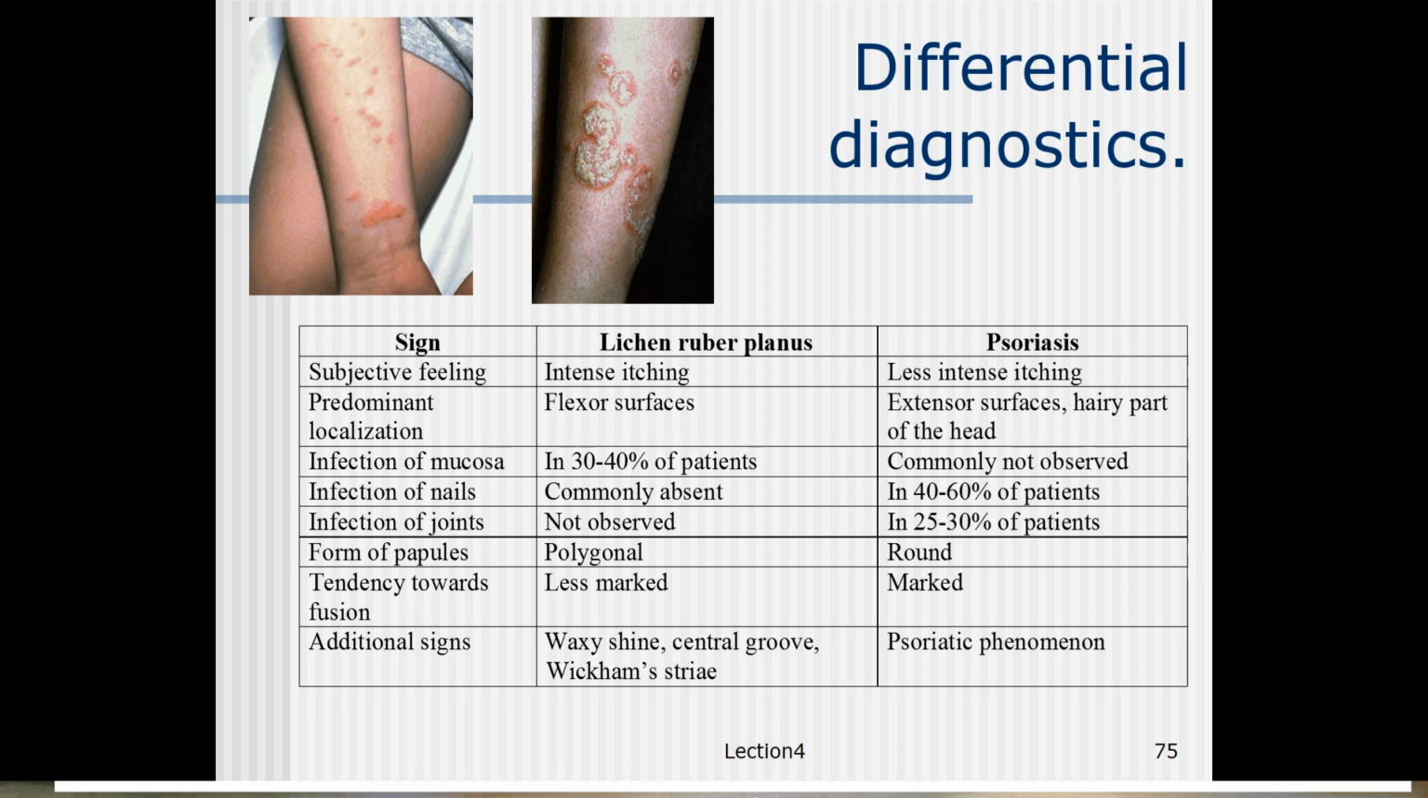Additional sign: lichen planus, waxy shine, central groove, Wickham stria. Psoriasis, psoriatic phenomenon or positive psoriatic triad, Auspitz.